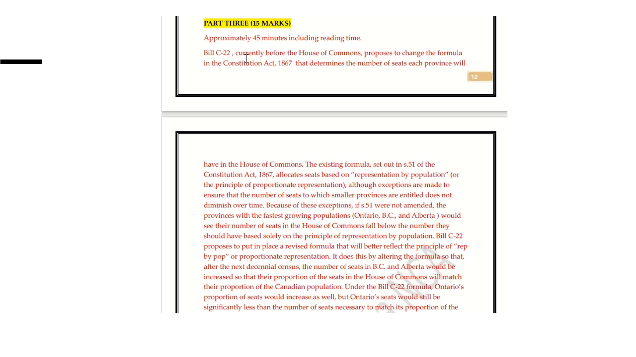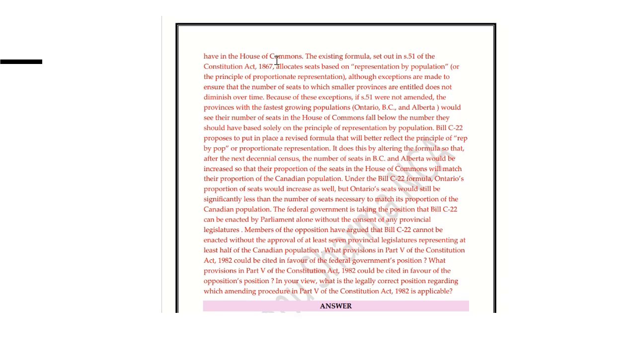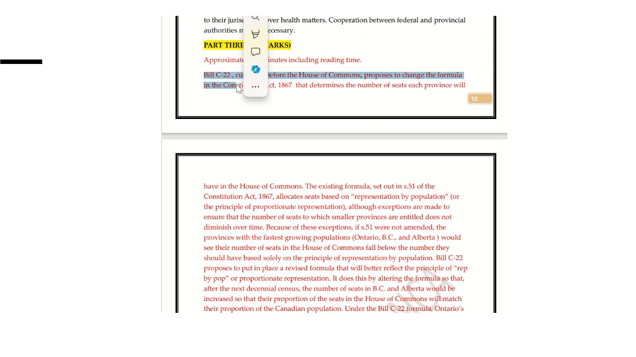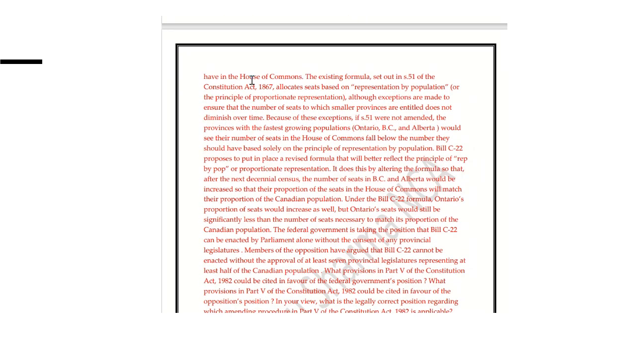So here, Bill C-22, currently before the House of Commons, proposes to change the formula that determines the number of seats each province will have in the House of Commons. So the topic here is amendment. Basically it is an amendment related to the representation of a few provinces in the House of Commons. This is the main issue. Try to identify your issues side by side whenever you read your question.